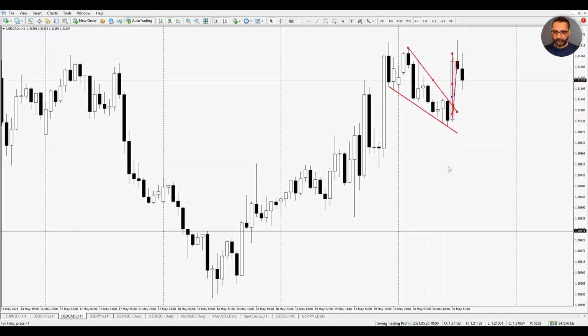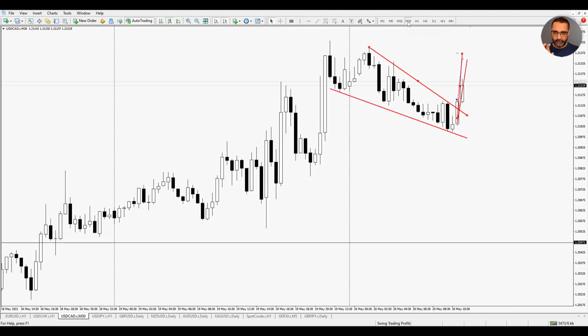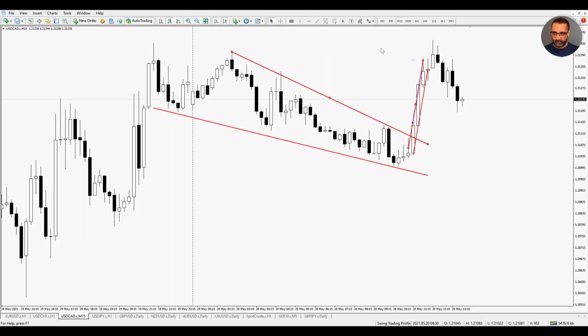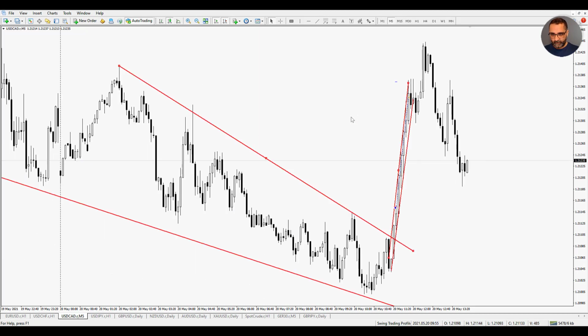the bull flag, this channel coming down. And the beauty of this is that, look, you can see it on the hourly. Let me take it to the 30-minute chart. Same channel. 15-minute chart. Same channel. 5-minute chart. Same channel. You get it?